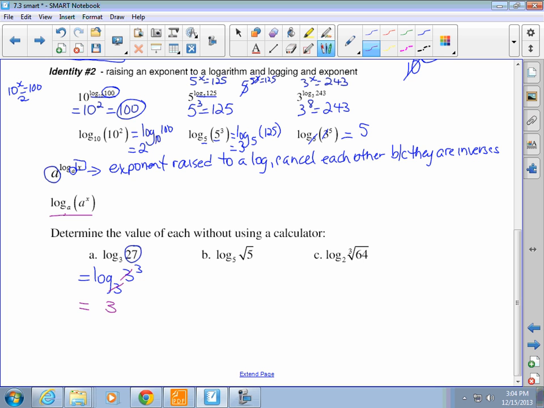If I would have done it the other way, where I would have said 3 to the power of what equals 27, well then, that's 3 cubed.